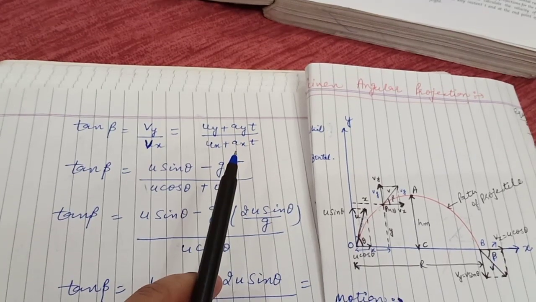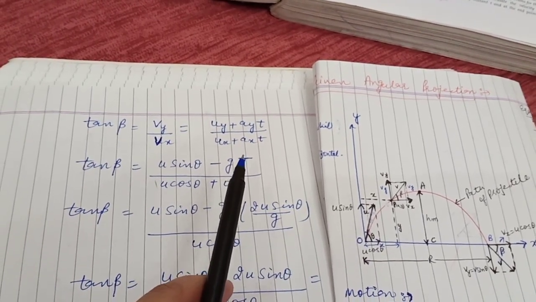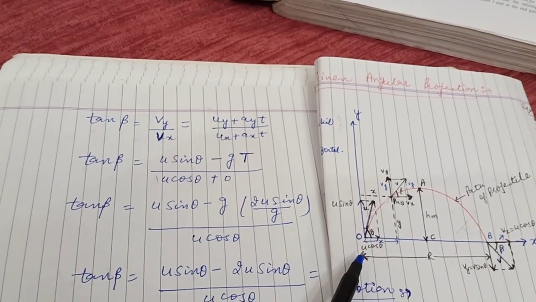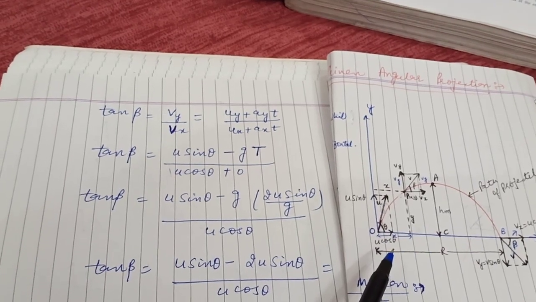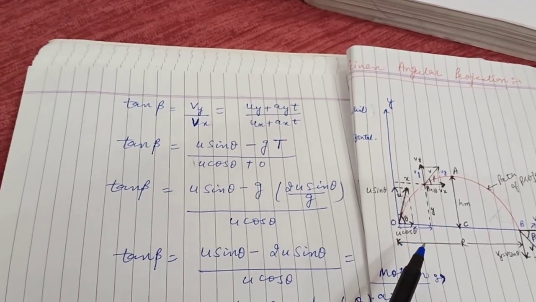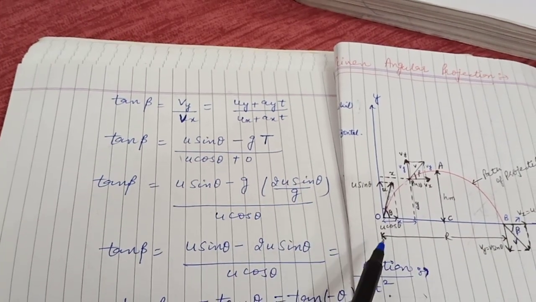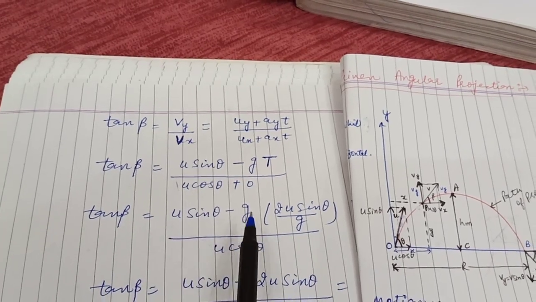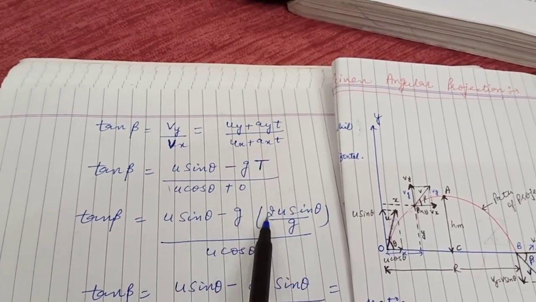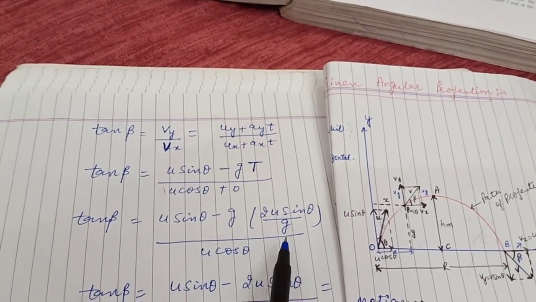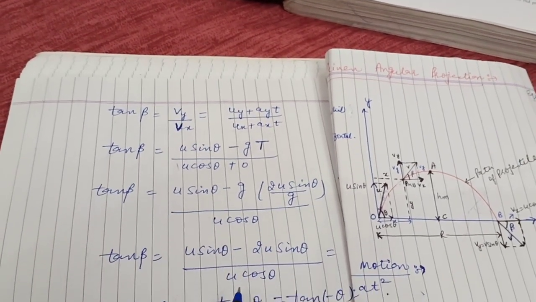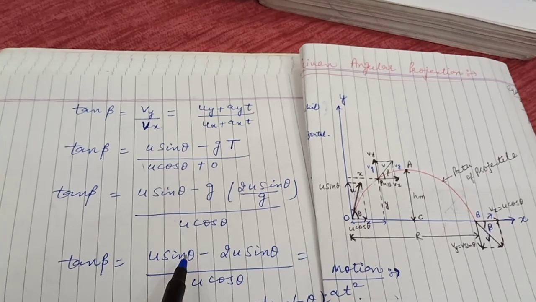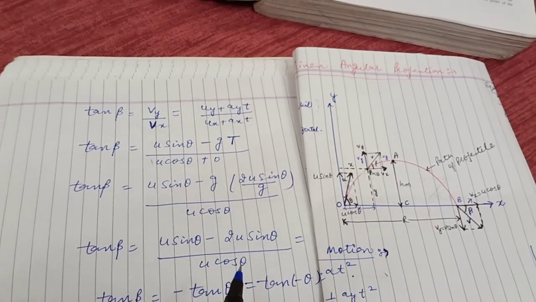And again ax is equal to 0, that is, the horizontal component of acceleration is 0, because the horizontal component, that is u cos theta, remains constant throughout the motion. If the horizontal component of the velocity remains constant throughout the motion, then the acceleration in the horizontal direction is 0. So tan beta is equal to u sin theta minus g, put the value of t here, that is time of flight, that is 2u sin theta upon g, upon u cos theta. So here this g is cancelled out with this g, so we get tan beta is equal to u sin theta minus 2u sin theta upon u cos theta.